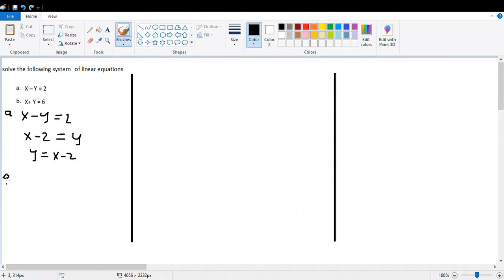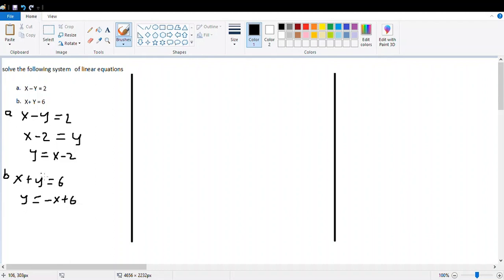Equation B is x plus y equals 6. Then to isolate, it's really easy. y is going to be equal to negative x plus 6.